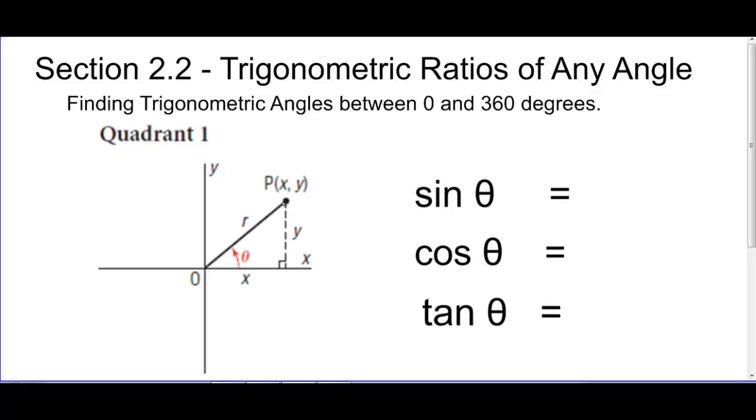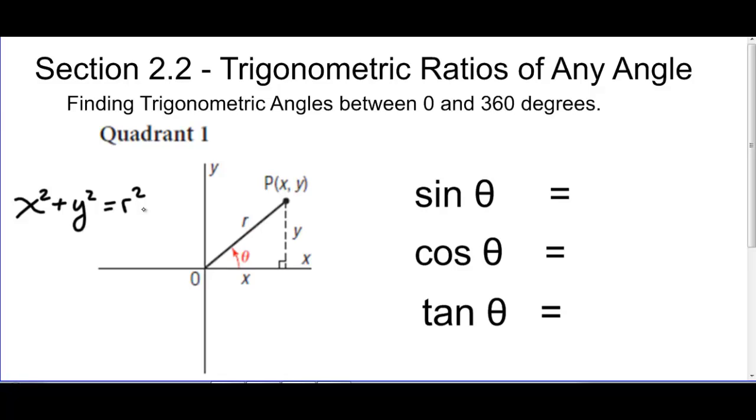If you look at my coordinates here, y is going to be representing the opposite of my angle, x is going to be representing the adjacent of my angle, and then we've got this r value that's going to represent the hypotenuse. You can calculate the r value using Pythagoras' theorem. So x squared plus y squared equals r squared. And with an exact value, you don't want to get a decimal answer, you want to leave it in its simplest radical form.